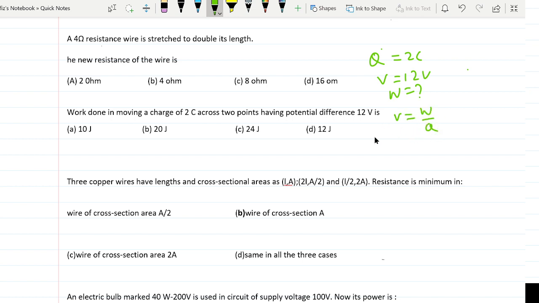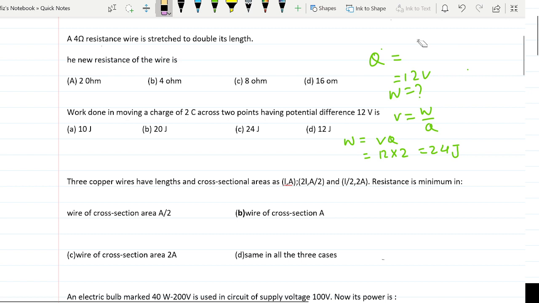So first we will solve it for work done, which is to be found V into Q. Voltage is already given, that is 12, and the charge, so it comes out to be 24 joules. Okay, so option C is right here, meaning 24 joules of work has been done by the 12 volt battery in moving 2 coulomb charges from one point to another.